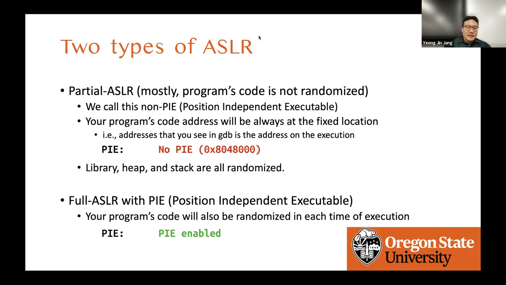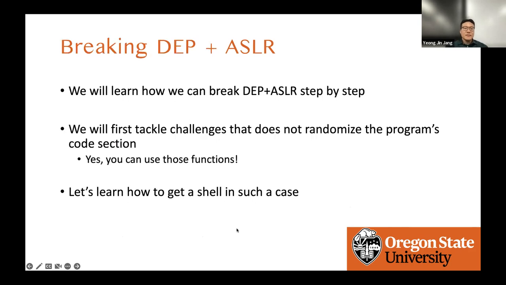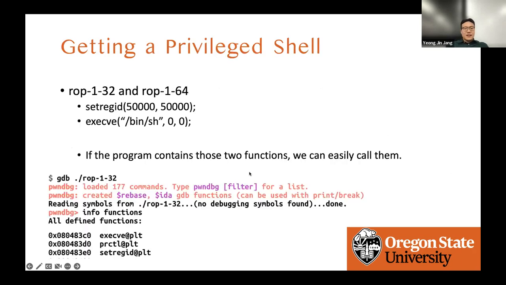And then full ASLR means that there's no region having a fixed address. So even the code address of the program will be randomized. And in that case, it will have PIE enabled. So we will learn how to break DEP and ASLR at the same time on non-PIE binaries this week. Yeah. And then we will learn how to get a shell out of that.